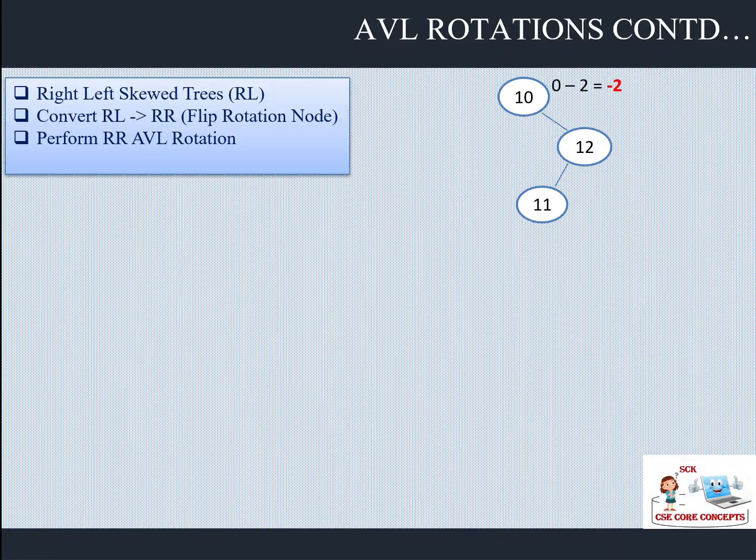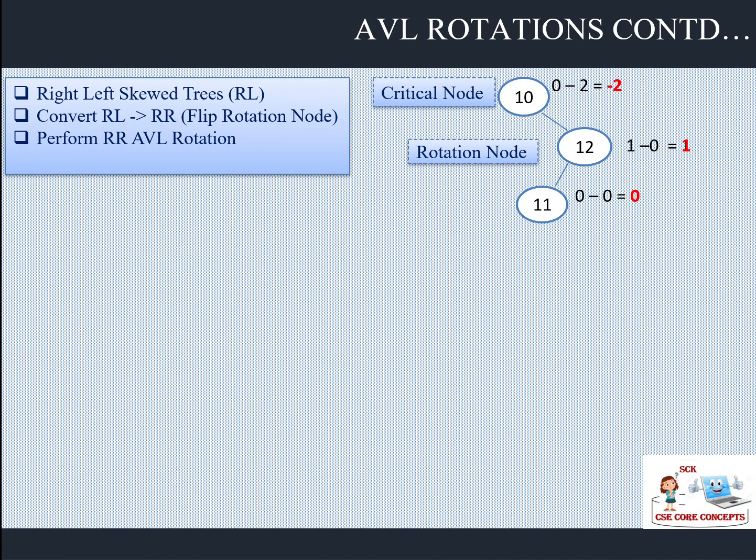First we have to convert a right left skew into a right skew only. For that, first let us find out the critical node. First compute the balancing factor. The balancing factor of node 10 is -2, 12 is 1 and 11 is 0. So of course the critical node is 10 and the rotation node is 12. Here we are going to perform a rotation. We are going to flip it.